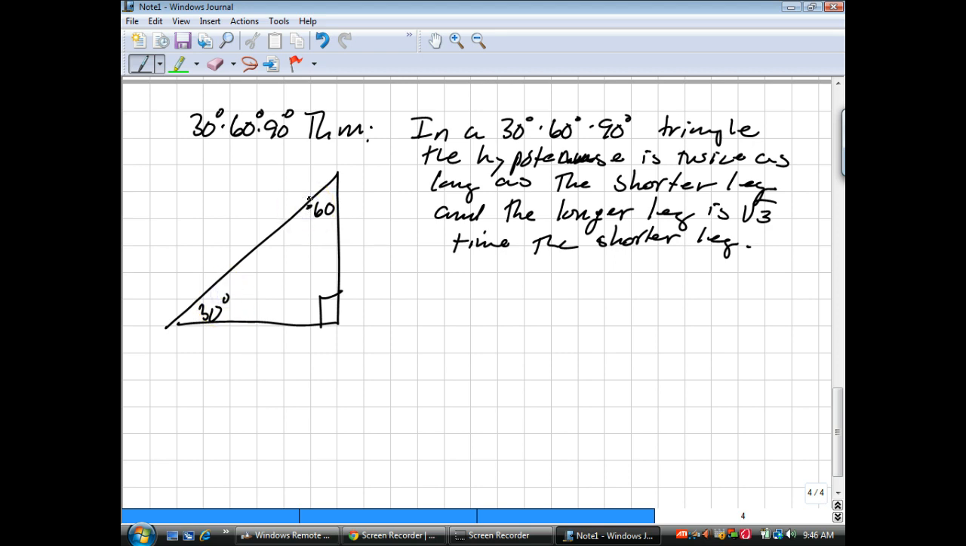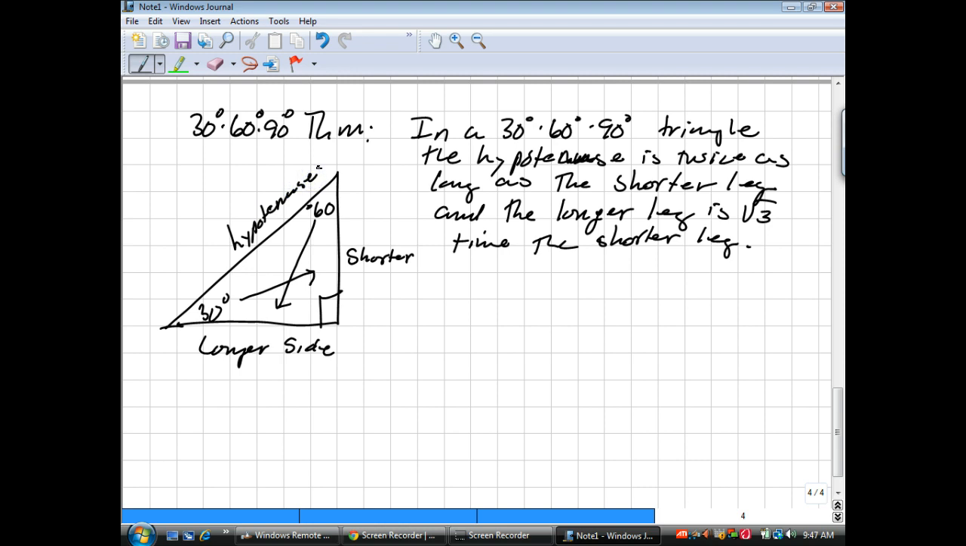And we know from previous chapters that in one triangle, the side opposite the smaller angle is shorter than the side opposite the larger angle. So the side opposite the 30-degree angle is the shorter side. The side opposite the 60-degree angle is the longer side. And then we have the hypotenuse, which is the side opposite the right angle.